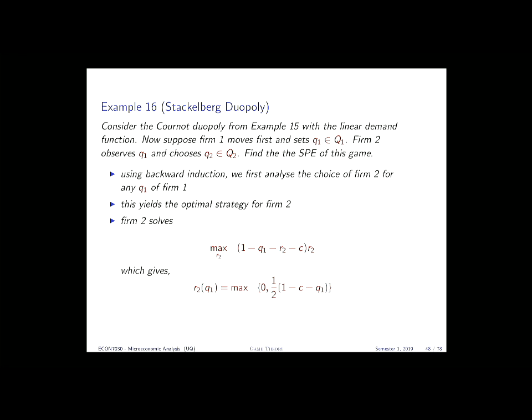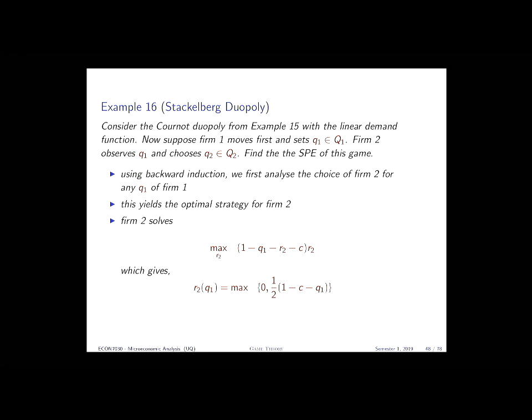Now suppose the same game in example 15 is played such that firm 1 moves first and sets quantity Q1, and then firm 2 observes Q1 and chooses Q2. Now I want you to find the SPE, of course, because this is a sequential game. Remember that an SPE is necessarily an NE, but we call it SPE because it is a stronger term to use. Sometimes one may ask you to simply find the NE. Don't get confused by that, because the SPE is necessarily an NE, but you cannot do the reverse.